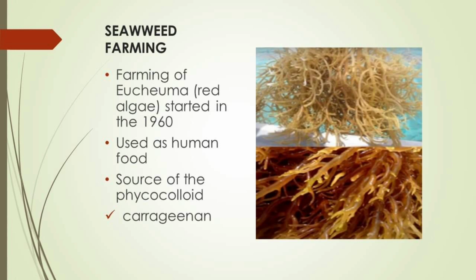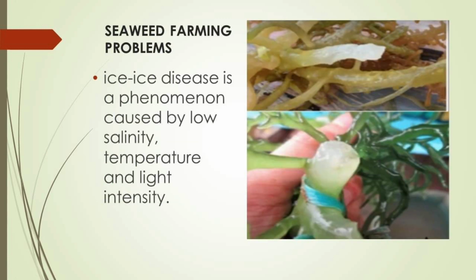Next is seaweed farming. Farming of Eucheuma or red algae started in the 1960s. It is used also as human food and as a source of phycocolloid, particularly kappa carrageenan.